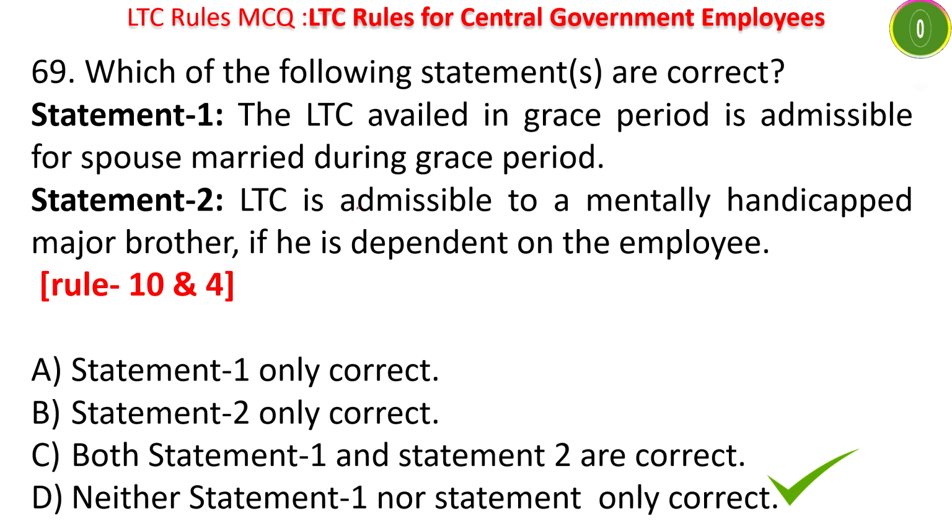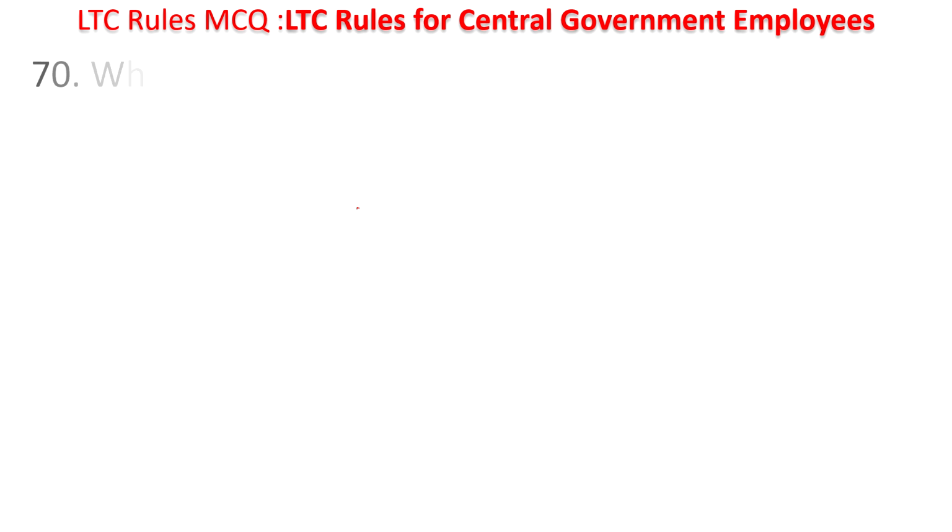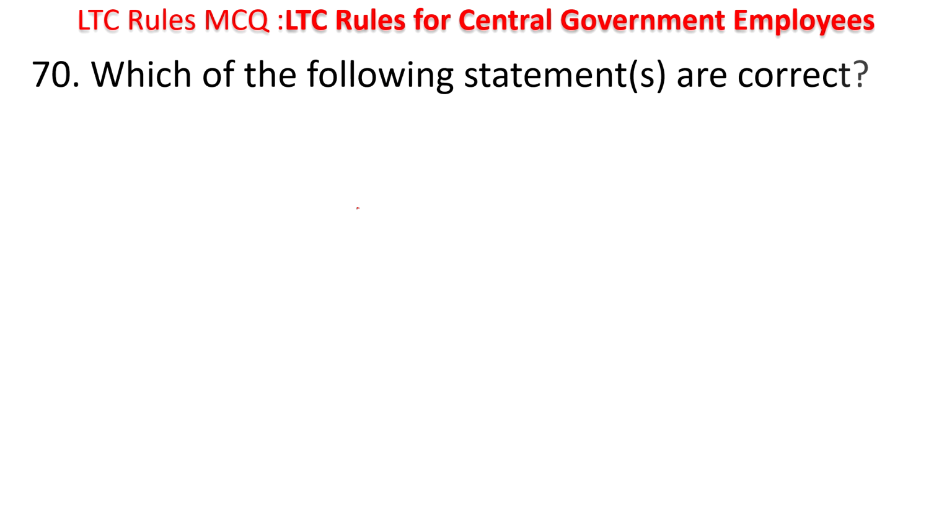This LTC in grace period is not admissible for spouse married during the grace period. So grace period is allowed only for those spouse or the family members who are with him during the normal period. If they are added in the grace period, it will not be given. LTC is admissible to mentally handicapped major brother if he is dependent on the employee. There is no such rule. Because mentally handicapped, it is not there. Brother.